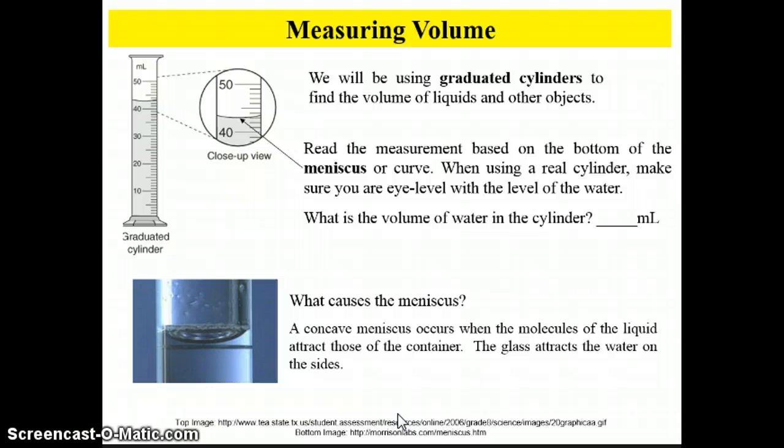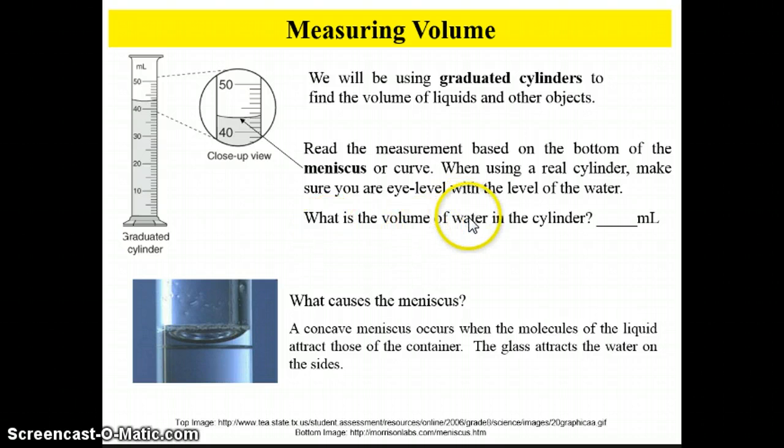When you measure volume using a liquid, you're going to be using a graduated cylinder. To find the volume of liquids, you're always using a graduated cylinder when we're dealing with volume and it's a liquid. When you read the graduated cylinder, the measurement must be based on the meniscus. The meniscus is the curve right here. When using a graduated cylinder, make sure that you are at eye level. So get down and look at it at eye level with the liquid that's inside.